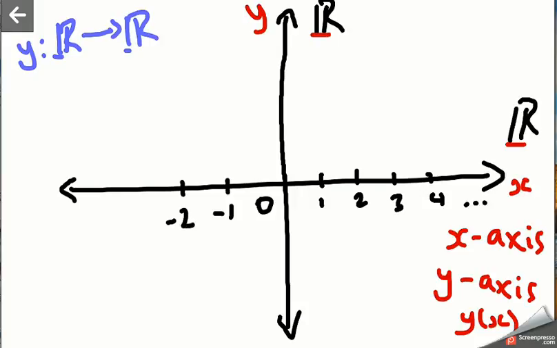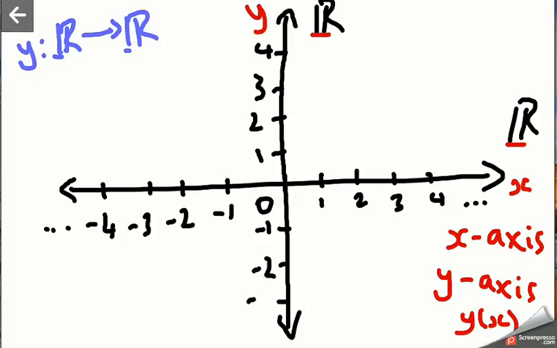-1, -2, -3, -4, so on. For our vertical line, up is positive. So this is 1, this is 2, this is 3, this is 4, and this is -1, -2, -3, and so on, forever in both directions. So, how do we draw our function?